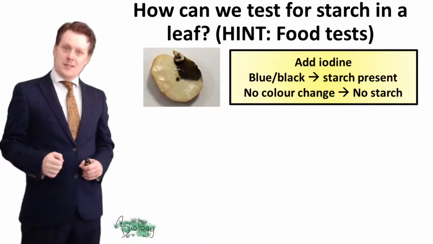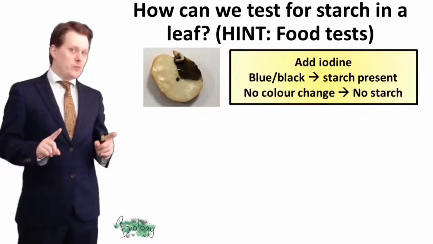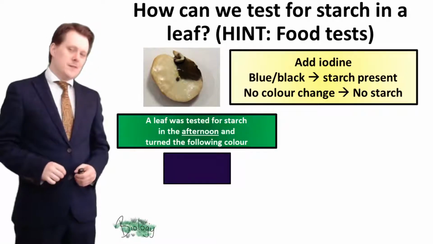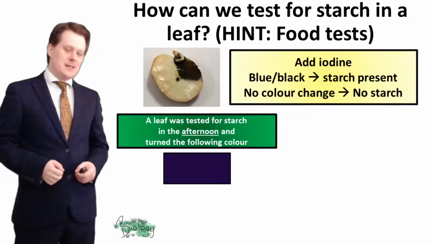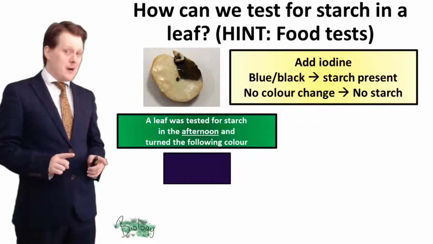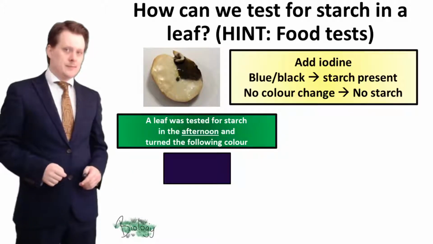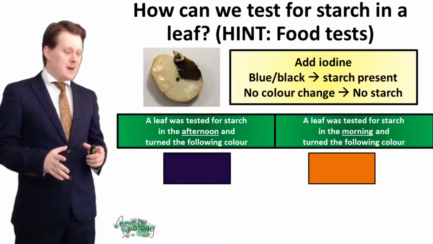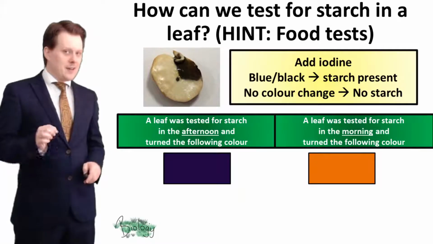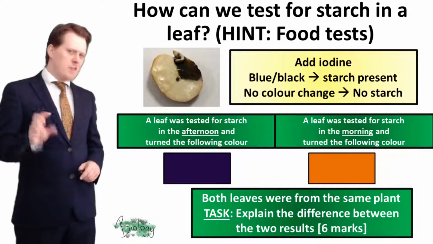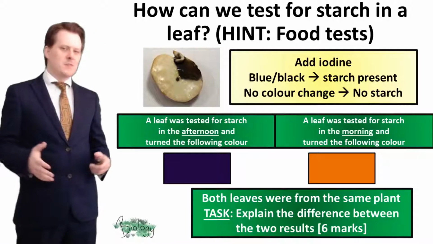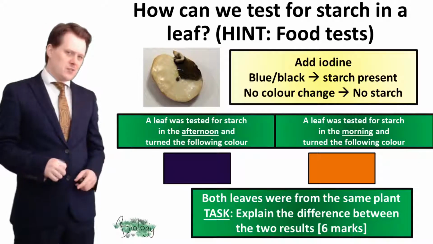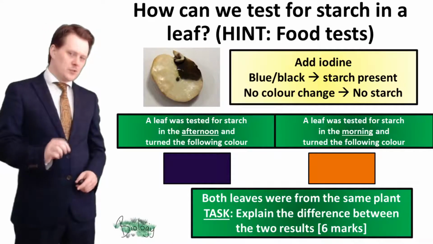For our next task, we're going to add iodine to 2 leaves of the same plant which were picked at different times. A leaf from this plant was picked in the afternoon, and when we tested it with iodine, it turned this colour. A leaf from the same plant was picked in the morning, and when we added iodine, it didn't change colour. It remained orange. So if both of these leaves were taken from the same plant, I would like you to try and explain the difference between these two results.